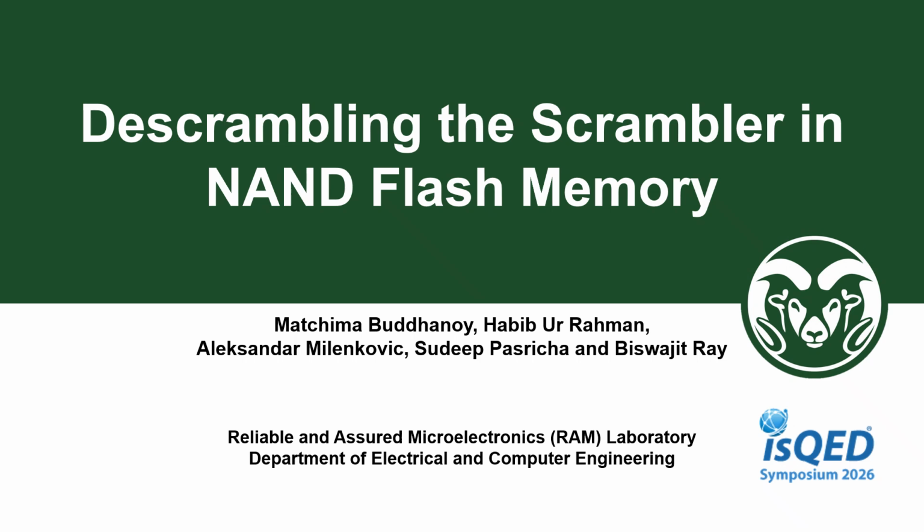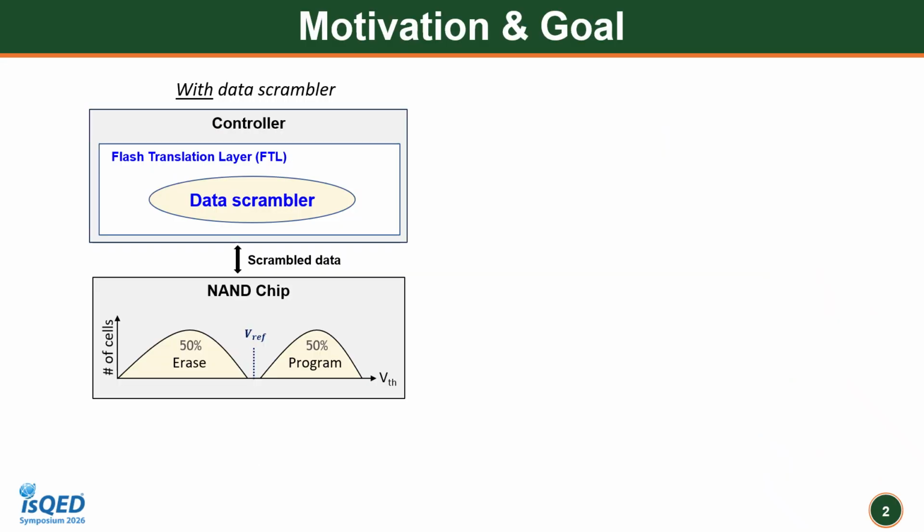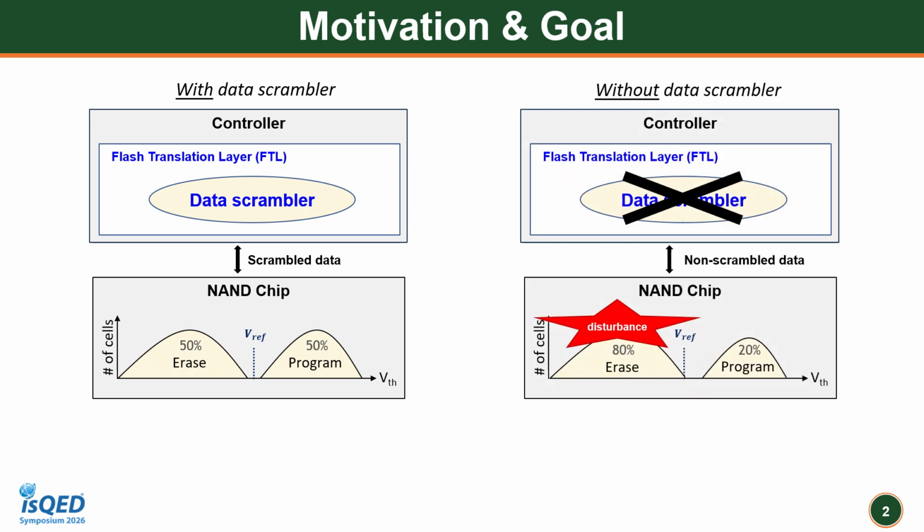Today I will be presenting Descrambling the Scrambler in NAND flash memory. Data scramblers are used to randomize stored bit data patterns before programming. This is to ensure that all cells' threshold voltage levels are evenly distributed. As you can see here on the left-hand side, the threshold voltage distribution of the erase state and program state are evenly distributed. This is the comparison for the case where a data scrambler is not used.